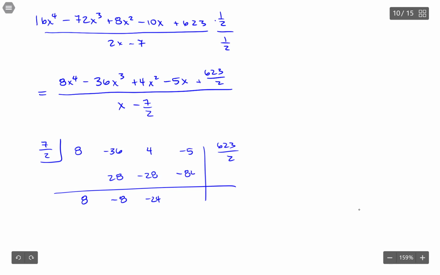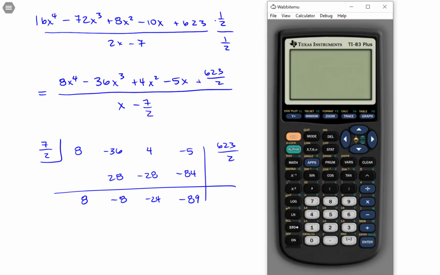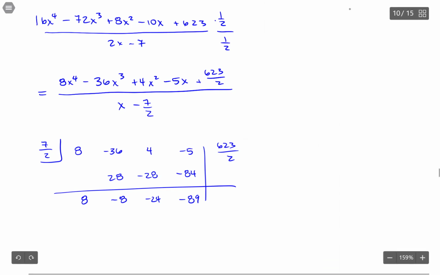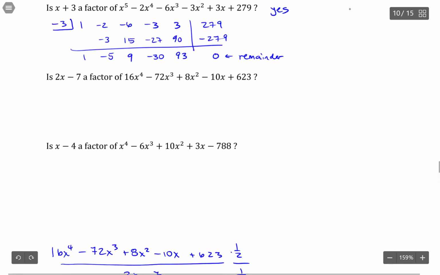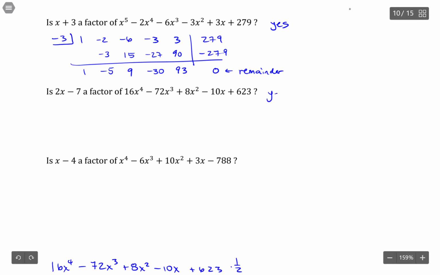That's going to be a negative. These will add up to negative 89, and these won't divide so evenly. I'm going to probably need a calculator, though, because I don't know particularly what 7 times 89 is. Oh, it's 623. That's great. So this would be negative 623 over 2, and those add up to 0. So this is my remainder, and since the remainder is equal to 0, that is a factor.